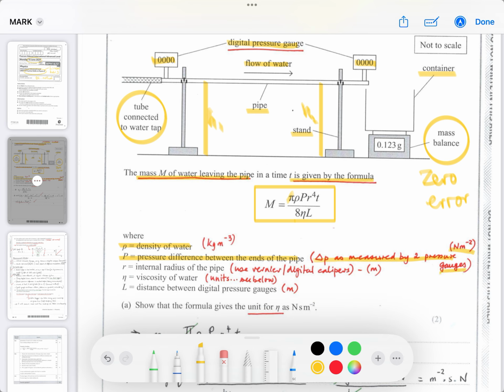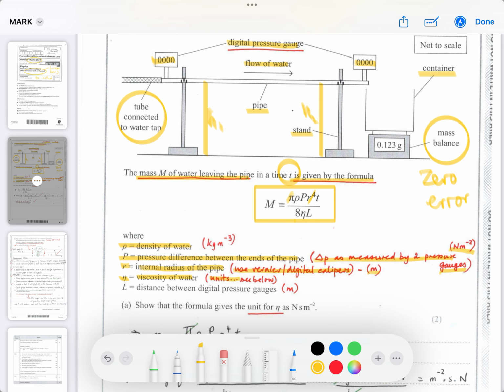Then you need to work out R, which is to the power of 4, and R is the internal radius of the pipe. So you would probably use vernier, or better, digital calipers now that they have them, because it's accurate to 0.01 millimeter resolution. And of course that's SI units of meters. And then on the top, T is for time, no doubt. Yes, the T is given as time. Above, eta, Greek letter, is the viscosity of the water.